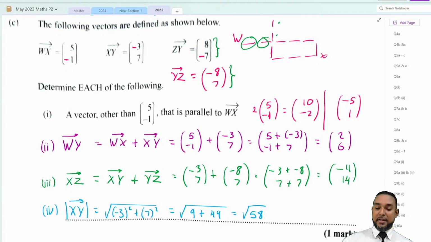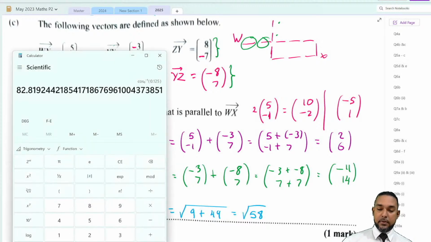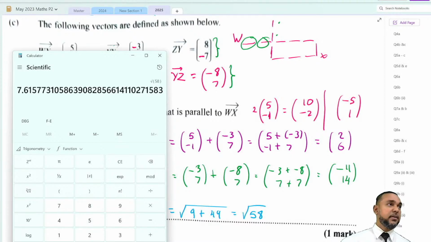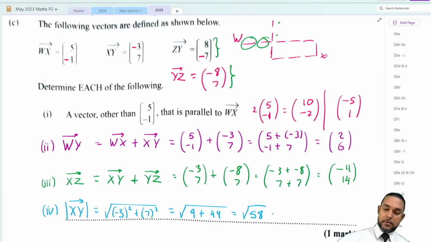Right. So you could plug that in your calculator and get an approximate value. I don't think we could simplify it really. That only has two factors other than 229. Yeah. About that. Yeah, that's correct. 7.6. Yeah. 0.6 units.